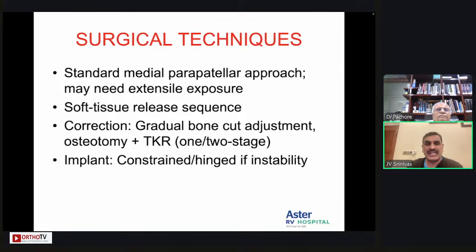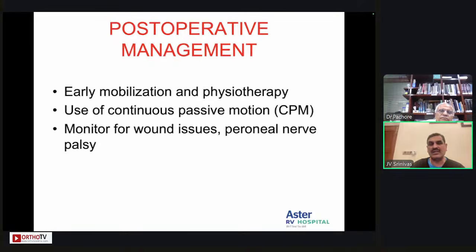So surgical technique: standard medial parapatellar approach in most of the cases. Sometimes only we require an extensile approach, sequential soft tissue release, and correction of your adhesions, gradual bone cuts, and then if you have to do a corrective osteotomy, do it and proceed with the total knee replacement. As far as implants are concerned, even in VY-plasty or transtubercle osteotomy, we can go ahead with simple implants like PS implants, or based on the need, based on the bone loss, based on the ligament status, you decide whether you want to do a constrained knee prosthesis.